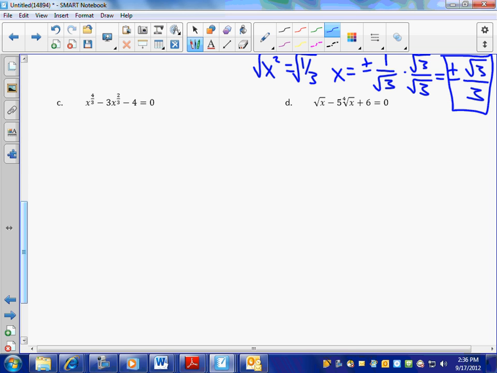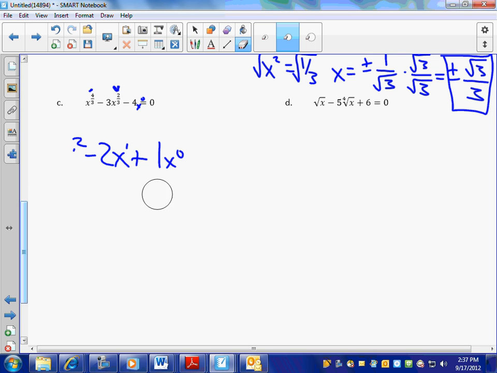4/3 is twice 2/3. If you look at this exponent, it is twice that exponent. Remember, x squared minus 2x plus 1, that's quadratic. I have 2, 1, and x to the 0. This exponent out front is twice the exponent in the middle, and I have x to the 0 on the end. Well, same thing here. 4/3 is twice 2/3, and I have x to the 0 on the end. So this is definitely still quadratic.